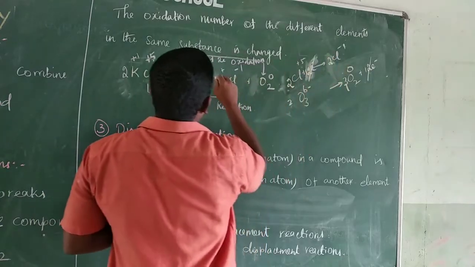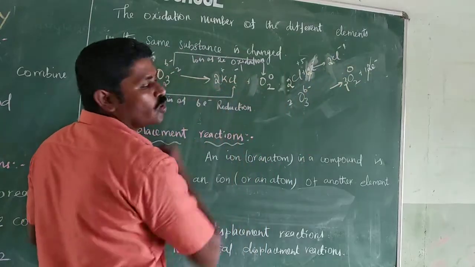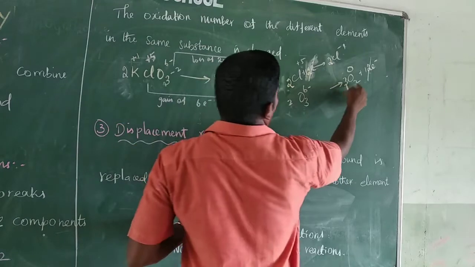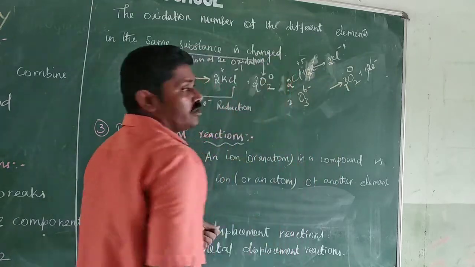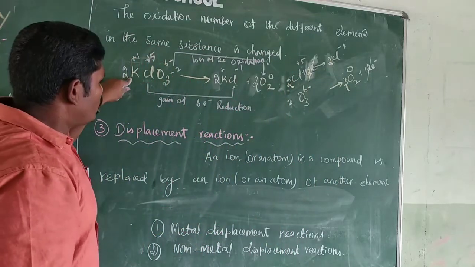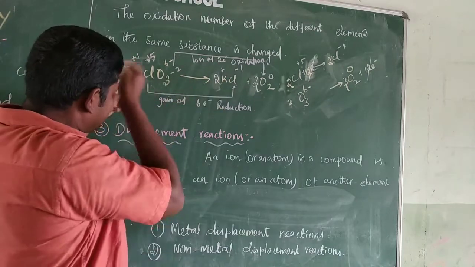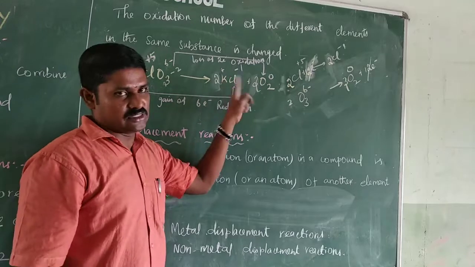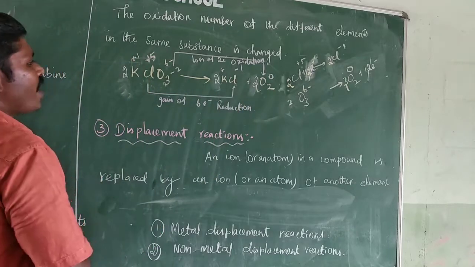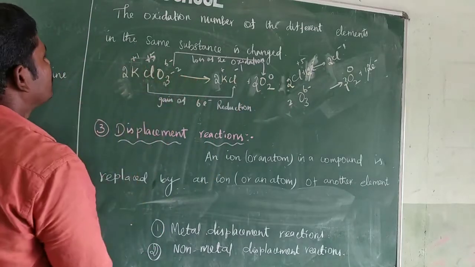Next, 2Cl minus, Cl minus 2. And 3O2, right? So 2 potassium, 2 chlorine, and 6 oxygen.